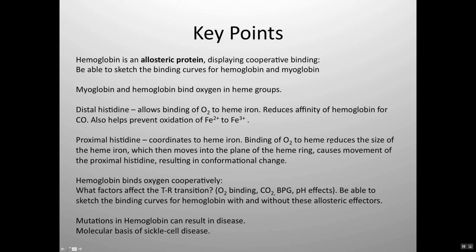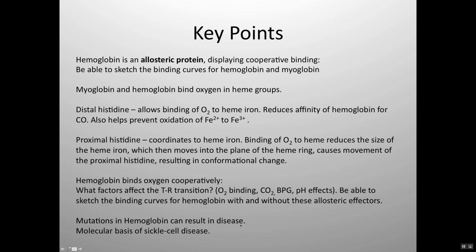Binding of oxygen to heme reduces the size of the heme iron, which then moves into the plane of the heme ring, causing movement of the proximal histidine, resulting in conformational change. You should also know that hemoglobin binds oxygen cooperatively. You should know which factors affect the T to R transition: oxygen binding, the presence of carbon dioxide, bisphosphoglycerate, and the pH effects. You should be able to sketch the binding curves for hemoglobin with and without these allosteric effectors.